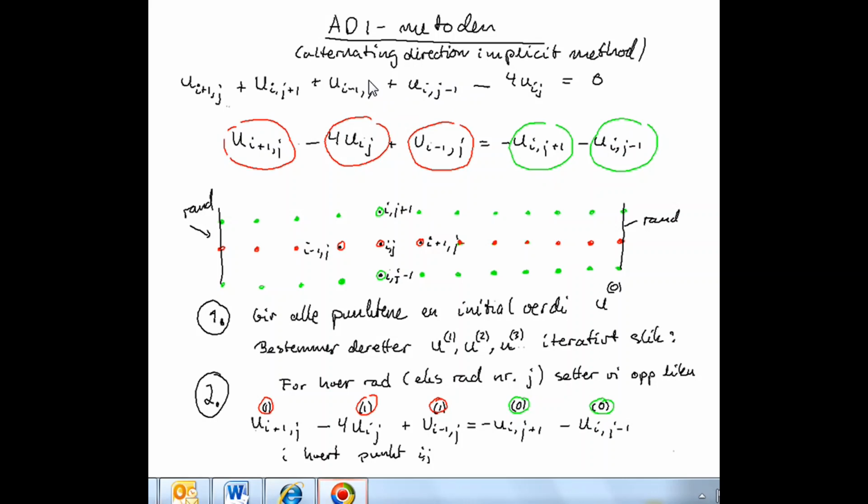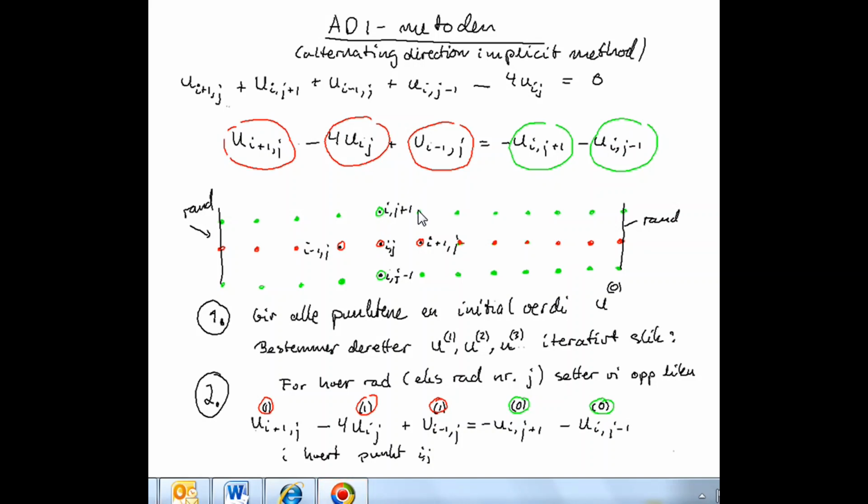We put on the left side all unknowns corresponding to the row number j. So let me just point to this row here. On the left side we put all these unknowns, and on the right side we put all the other unknowns, which we have colored green.